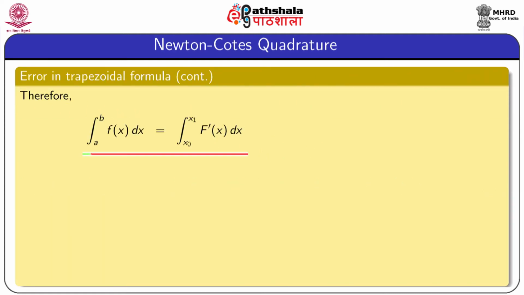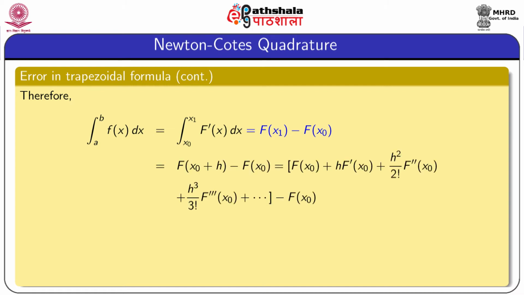Therefore, the integration from a to b of f(x) dx is equal to the integration from x0 to x1 of f'(x) dx, which is equal to f(x1) minus f(x0), obtained by the fundamental theorem of integral calculus. After expanding by Taylor series we obtain this infinite series, and after simplification it reduces to h into y0 plus h square by 2 y prime y0 and so on. That means equation 14 gives the exact value, in terms of power series expansion, of the integration from a to b of f(x) dx.